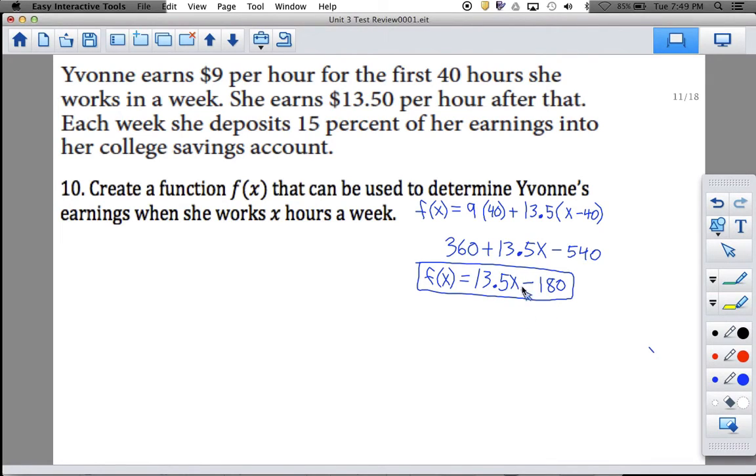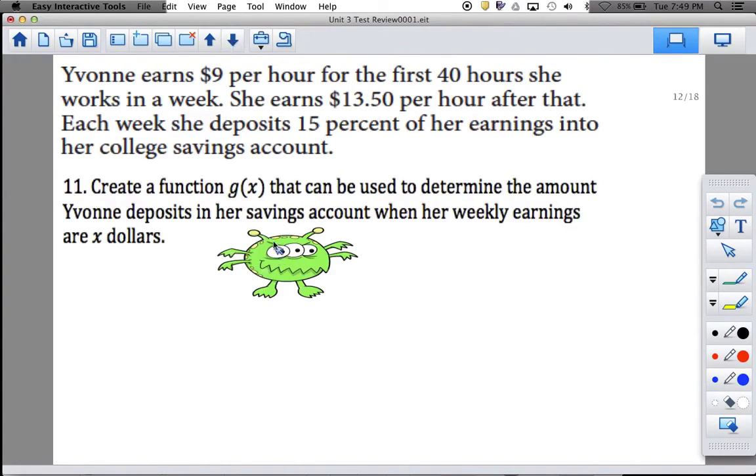Again, you will have a problem on your test very similar to this. This number is probably going to change. That number will stay the same. This number might change, and your percentage might change as well. So that's how to find f of x. Now let's find g of x. G of x is just how much she deposits in her savings account.